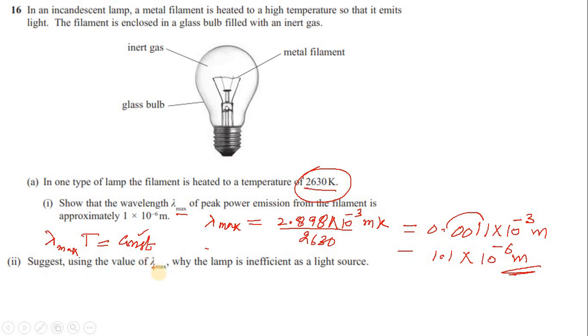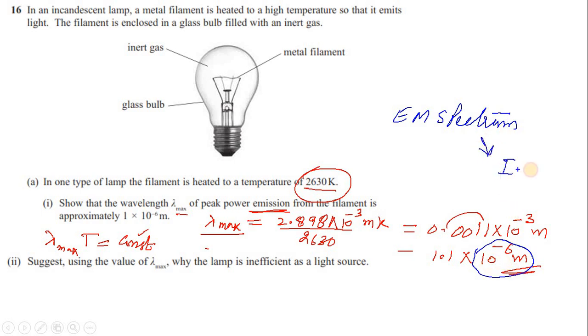Suggest, using the value of lambda max, why the lamp is inefficient as a light source. Indeed, if you see the lambda max calculated, the wavelength of maximum radiation is of the order of 10 to the power minus 6. And if you see the electromagnetic spectrum, this order 10 to the power minus 6 belongs to the infrared region. That means most of the light of this bulb consists of infrared radiation, and very little amount of light will be visible. So that's why it is inefficient.